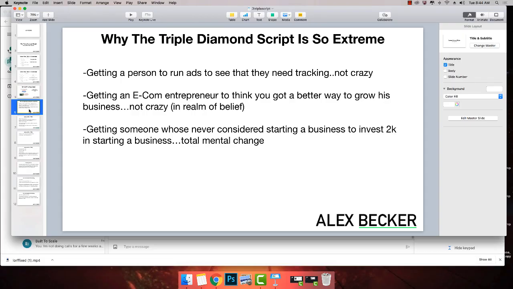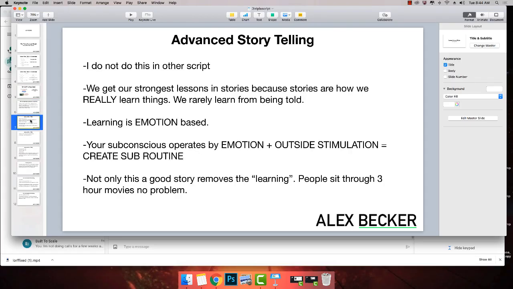Getting someone who's never considered starting a business before to invest $2K into a program about starting a business, or getting someone who's really not that into weight loss, or not that into skincare, to invest in a skincare product, that's where scale comes from, but that takes a total mental change. And so what we have to do is use some very advanced storytelling.